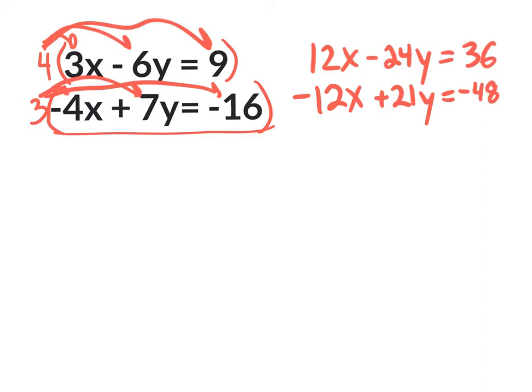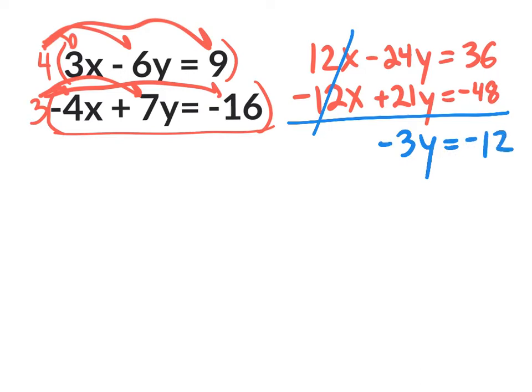So let's do linear combinations. Let's combine the lines and get the x's to eliminate. So combine the lines, the x's eliminate. We end up with negative 3y equals, what is that, negative 12? And now that's a really simple one-step equation. Divide by negative 3, divide by negative 3, y equals 4.